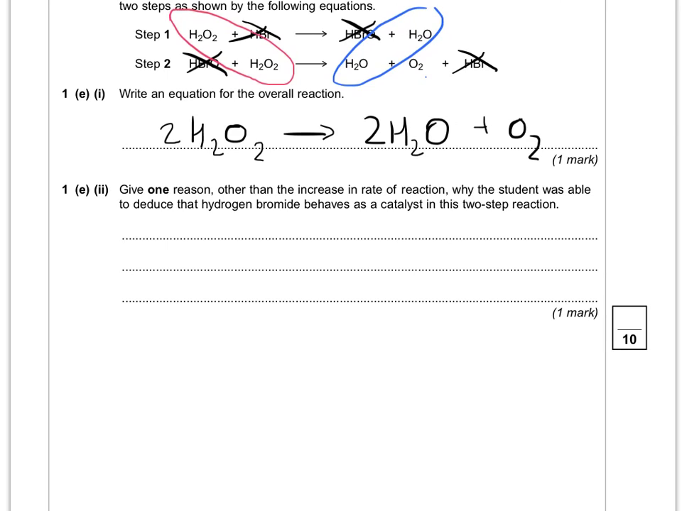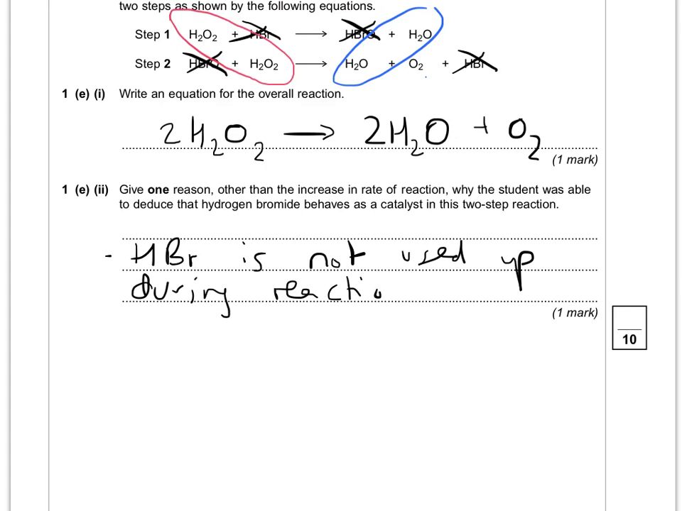Then give one reason other than the increase in rate of reaction why a student was able to deduce that the hydrogen bromide plays a catalyst in this two-step reaction. Basically, the hydrogen bromide, which is this thing that I've crossed out, was regenerated in step 2, and that's all you have to write, or it's not used up. So HBr is not used up during reaction. Or you could say it's a reactant in step 1, a product in step 2, or you could say it's regenerated in step 2. Any of those configurations for this answer will be fine.